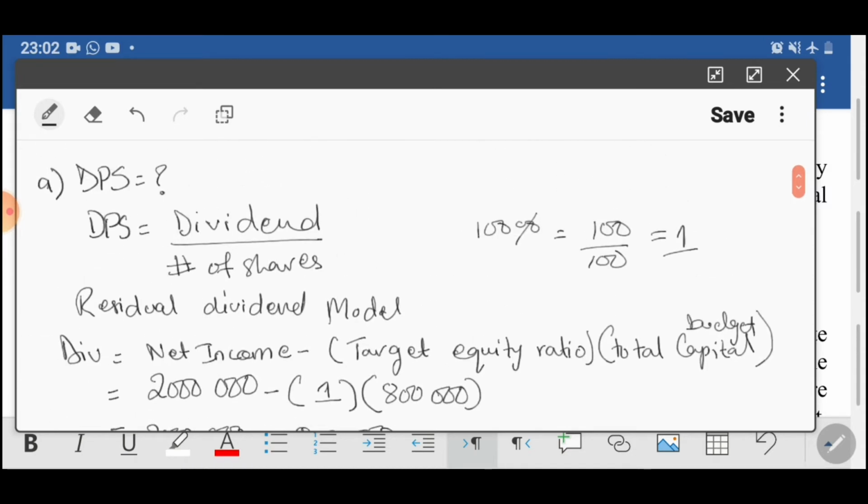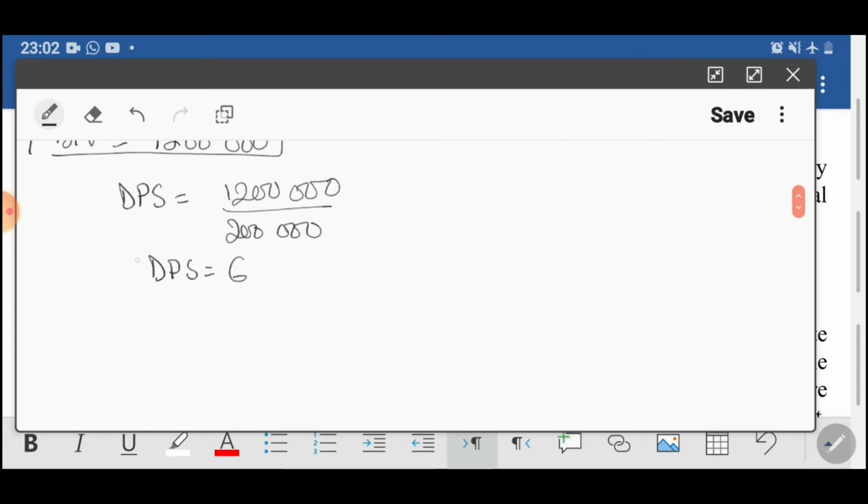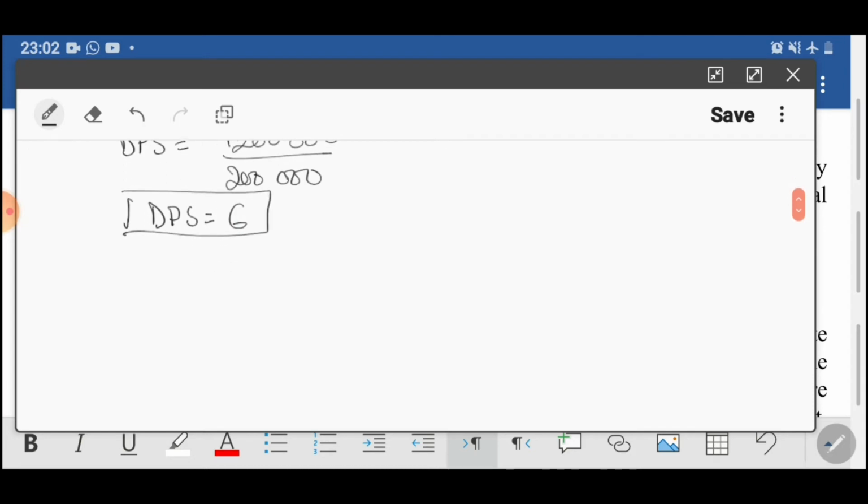Now we can calculate the DPS, the dividend per share. So dividend per share is the dividend amount which is 1200,000, and we need to calculate how much dividend is being paid on one share. So divided by the number of shares which is 200,000. The dividend per share is 6 according to the residual dividend model. Now let's go back and see what is the next part.